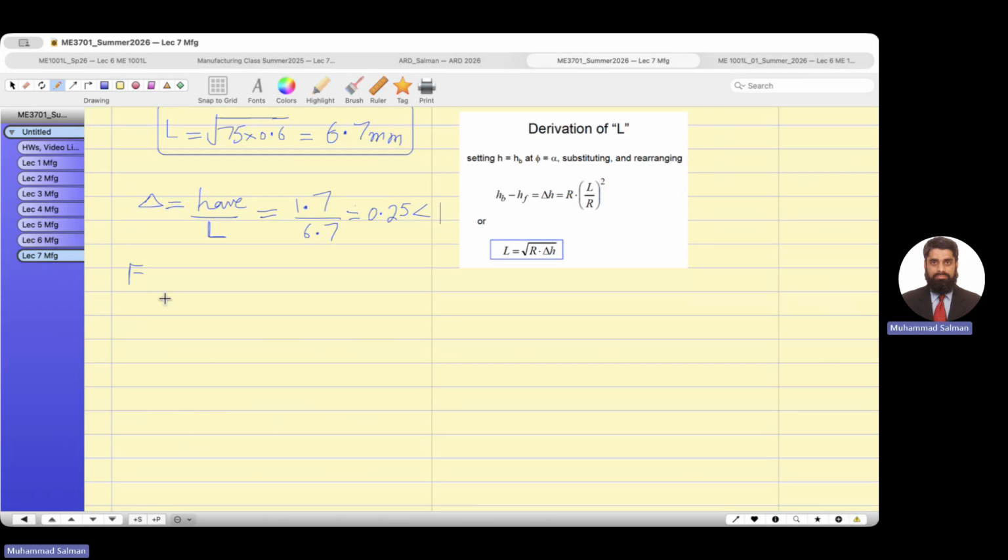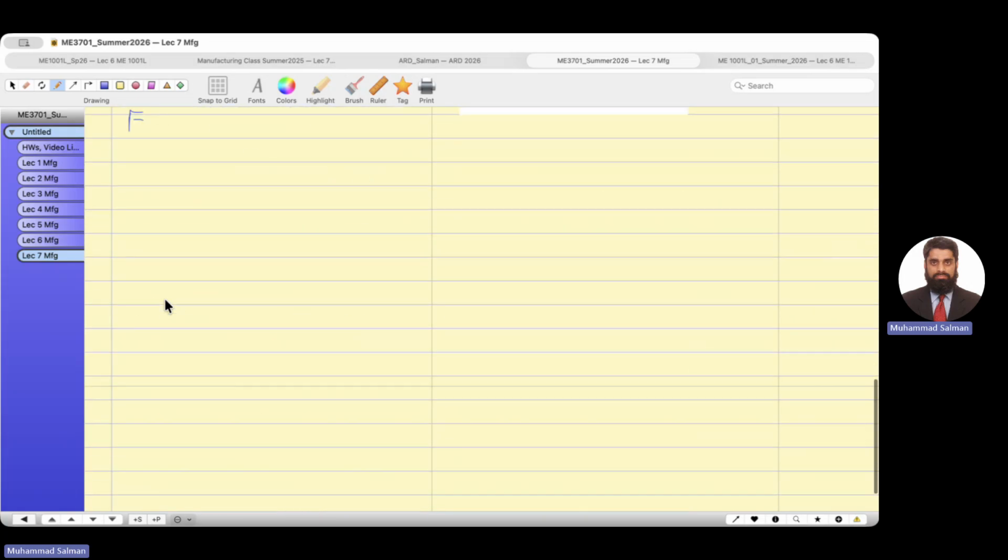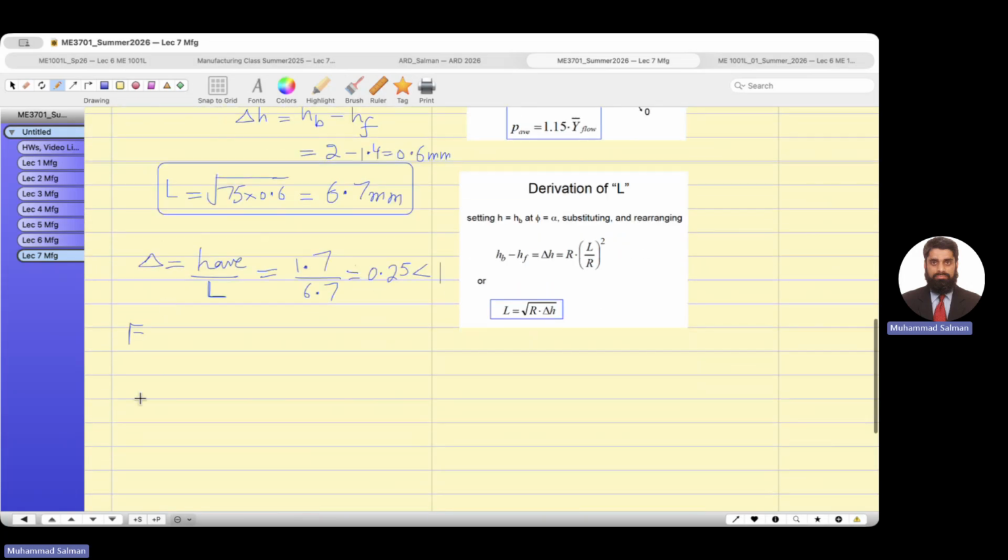I will say force per unit roller is L times W. So you can see P average times area, P average times area of the roller. P average equals 2 tau flow. P average is 1.15 sigma flow, or stress flow, or you can write down mean flow.